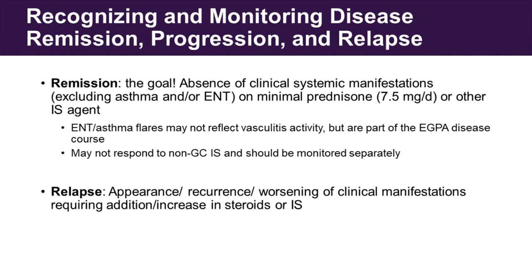So activity with your asthma and activity in your ENT system doesn't go into that definition because it doesn't necessarily respond to immunosuppressive therapy the same as the rest of the vasculitic manifestations. And then relapse: appearance, recurrence, or worsening of clinical manifestations, of course requiring an addition or an increase in steroids or other immunosuppressives. You can have a relapse even if your eosinophil count is normal. We use it as a biomarker, even though we don't have a set biomarker, but you don't have to have an elevated eosinophil count to say someone is having a flare or a relapse of their disease.